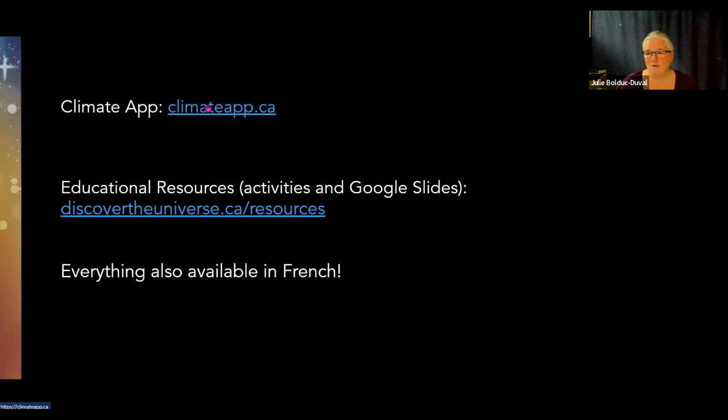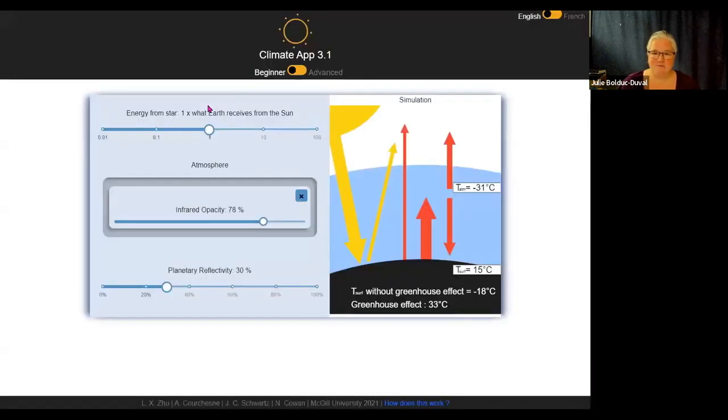But for now, let's go have a look at the ClimateApp itself. You can use it directly in your browser. Here you have the toggle to go from English to French, and it simulates how much light you receive from the star or the sun, depending on if you're on the Earth or another planet, and the surface temperature. So this is a bit what we want to work with. What's the surface temperature depending on different conditions?